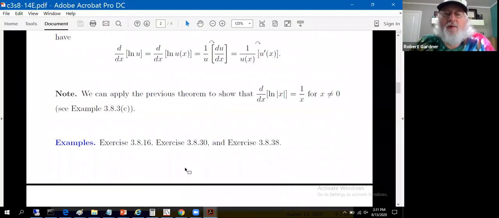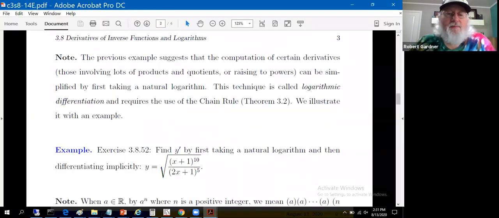So much so, we did those 3 examples, that I'm going to say the previous examples suggest that the computation of certain derivatives, those that got lots of products, quotients, and raising to powers in them, those could be simplified if we first took a natural logarithm. Now that changes the function, but if we're careful, it could certainly be to our advantage to take a logarithm and then differentiate, but it changes the function. We'll have to keep an eye on that. This technique is called logarithmic differentiation, and it's really just based on the chain rule.